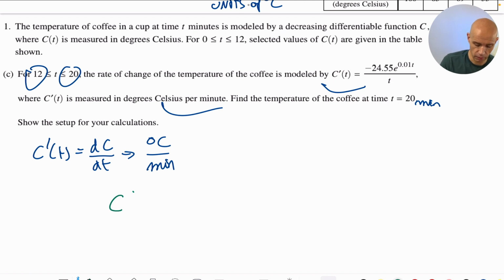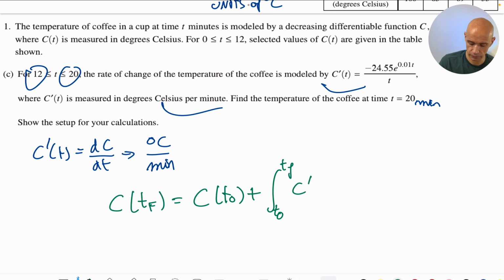So the final temperature of the coffee is going to be the initial temperature of the coffee and then the integral. As I say, you may find this many times, so it's kind of a standard procedure. And we have to substitute everything. So let's see. The final time is 20 minutes. Okay, cool.